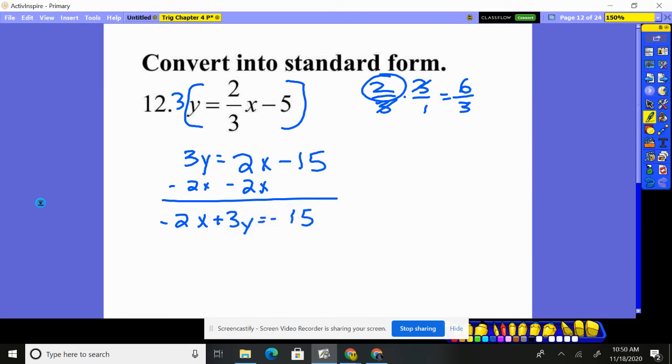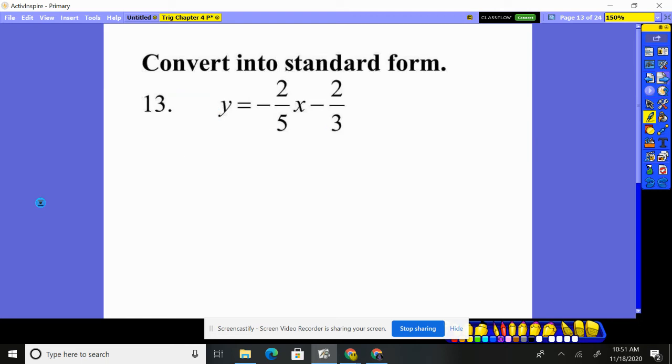Now, got to multiply through by what? A negative 1 to clear it out. And then we should be good to go. That gives us 2x minus the 3y equals 15. All right? Simple enough. Now, 2, 3, and 15, can they all be divided by something? No, so I can move on.